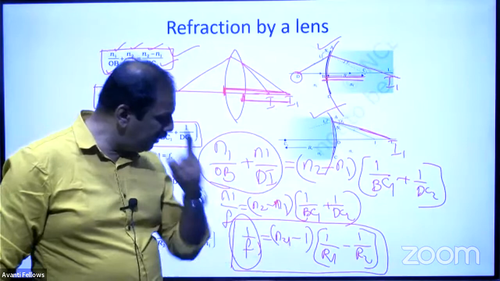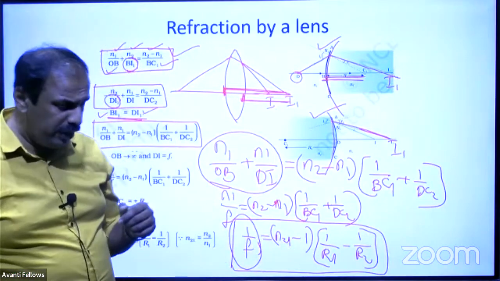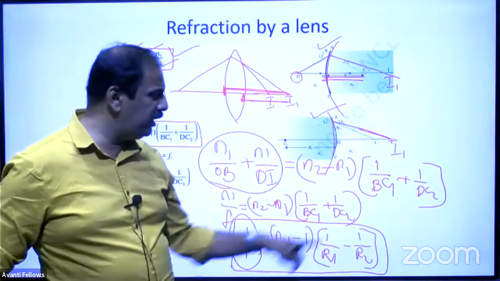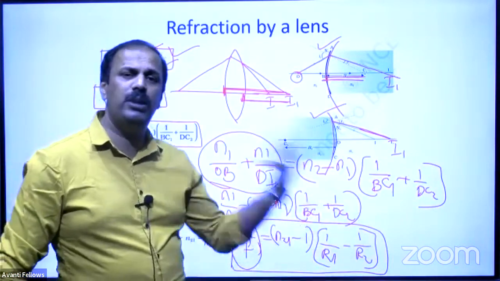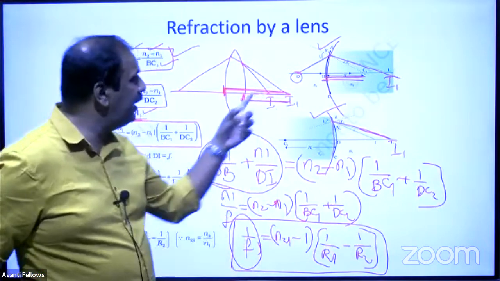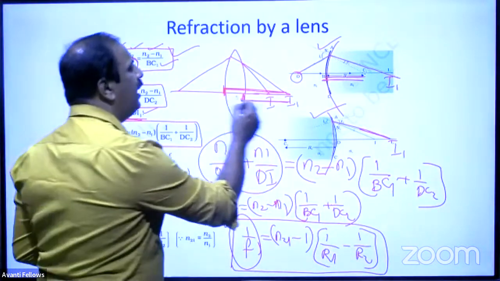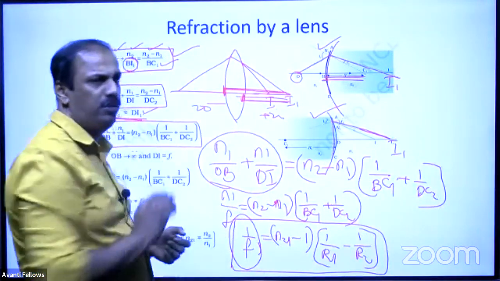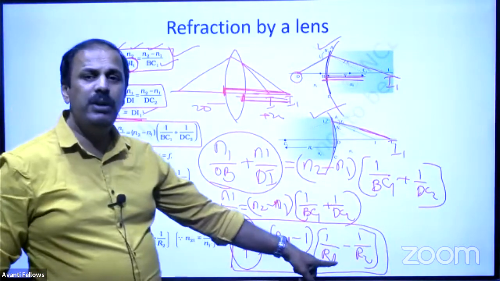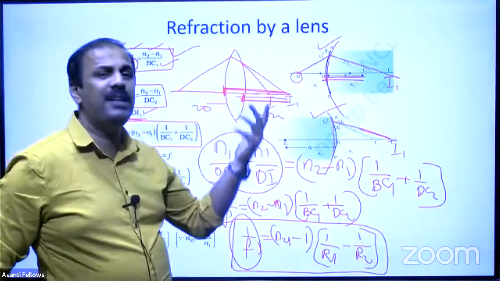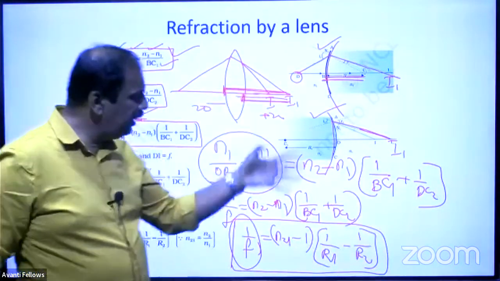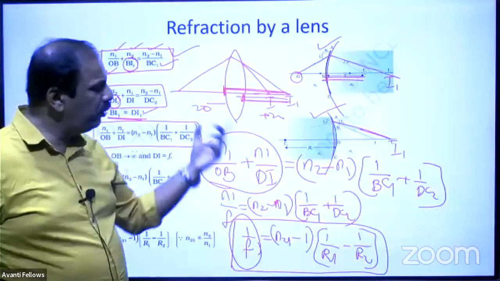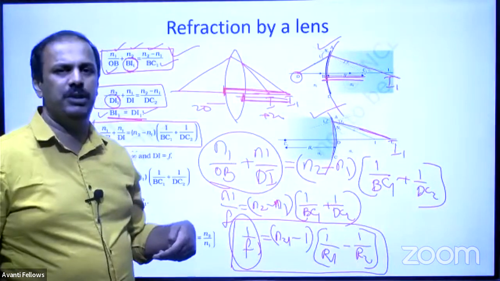And one more thing, in numerical problems with the radius of both sides, children used to make a mistake. If both sides are 20 centimeter, they write 1 by 20 minus 1 by 20, and it will become 0. Don't do like that. Both sides are 20 centimeter means this side will be plus 20 and this side will be minus 20. That you have to remember. Then only you will get the correct answer, because you have to take the sign convention. I already told you, even if you take the sign convention in the derivation, when you are doing the numerical, again you have to take the sign convention.